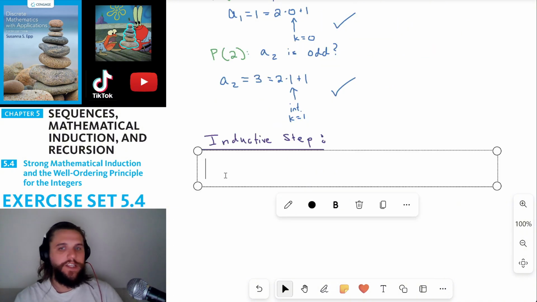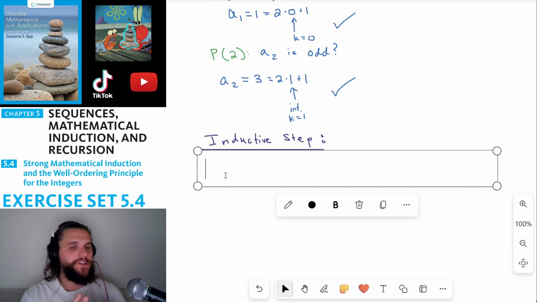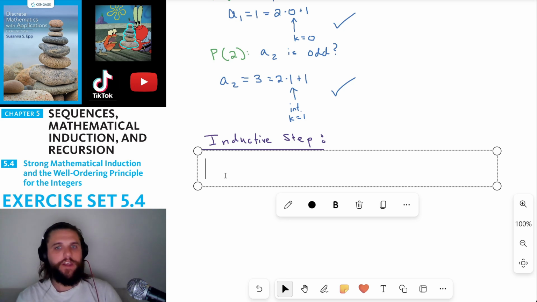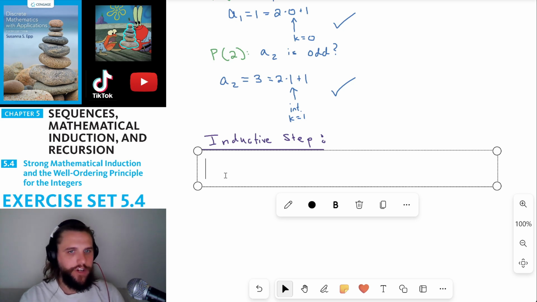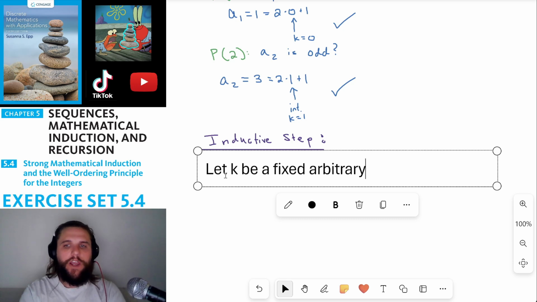So now we're going to get to the inductive step. For strong mathematical induction, the inductive step looks very different than normal mathematical induction. I'll start by saying let k be a fixed arbitrary integer.